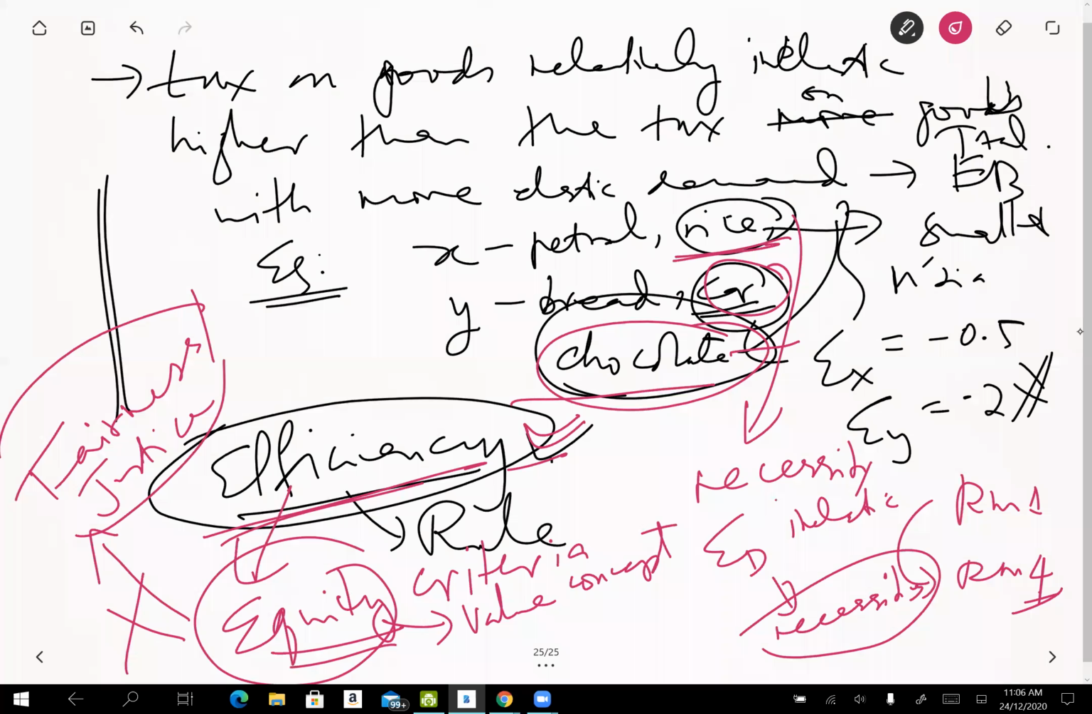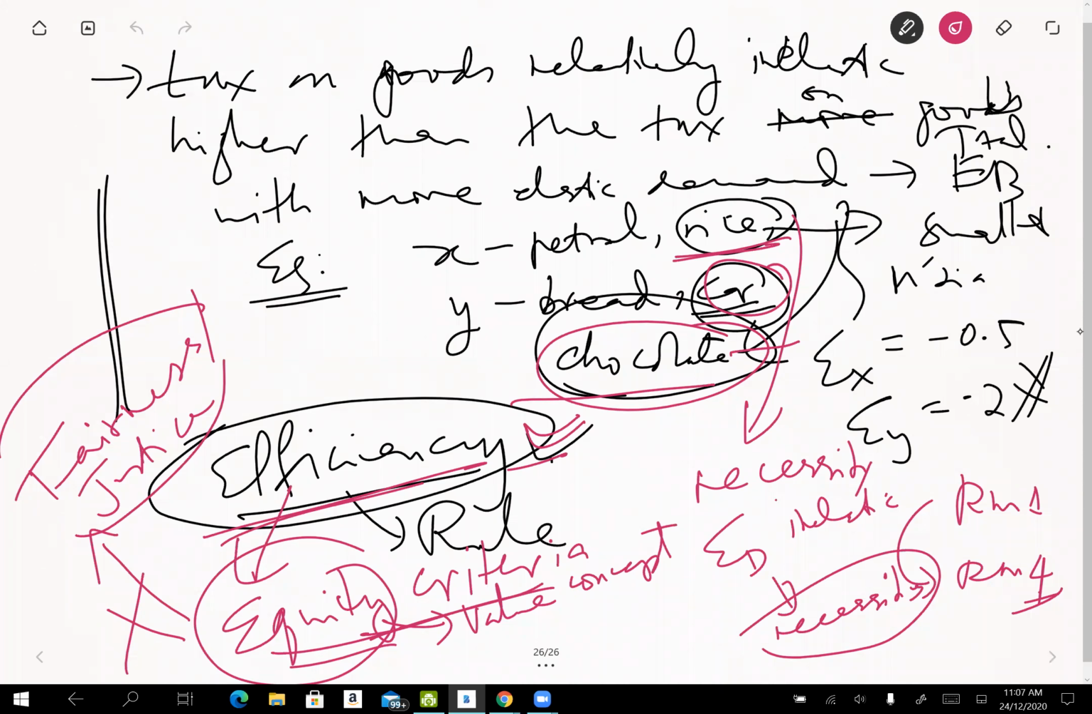We know the tax on rice, which poor people consume, is not fair. That is the equity rule, or equity criteria. So you have to balance up the equitable concept and the efficiency concept.